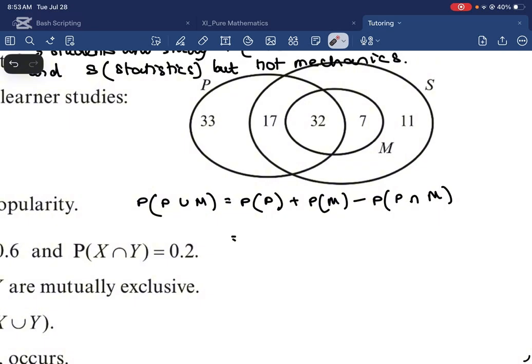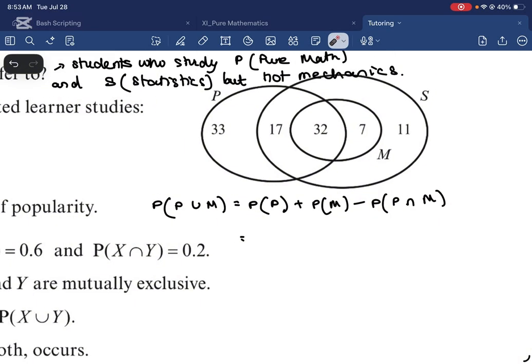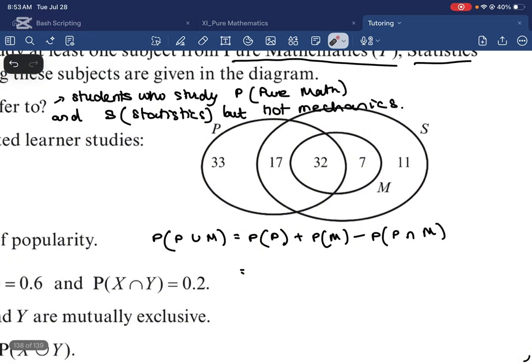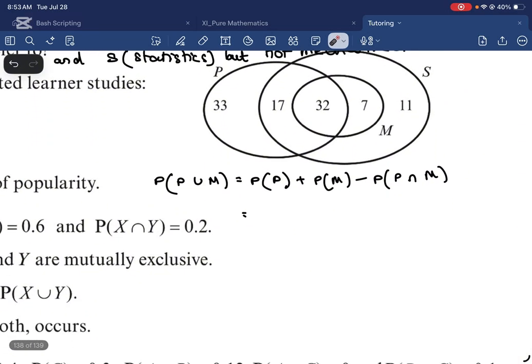Or can we? All right. So we can add the numbers up. So 33 students who study only pure math, 17 students who study pure math and statistics but not mechanics. We have 32 students who study all three subjects. We have 7 students who study statistics and mechanics but not pure math. And we have 11 students who study statistics only. All right, so we have 100 students in total.